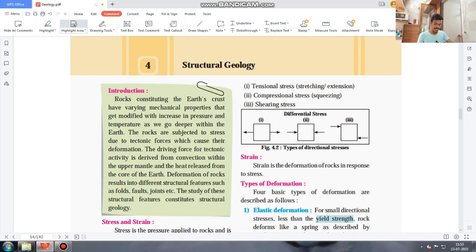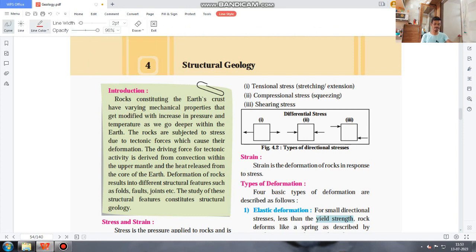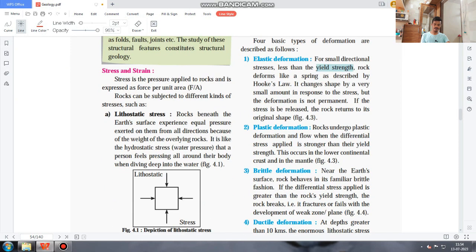Our next chapter we continue with is structural geology. This I feel is the most important chapter. So let's begin structural geology. I directly go with the main part. So come down, stress and strain.